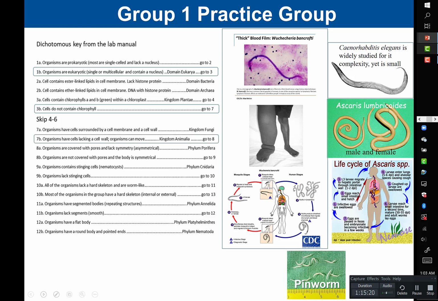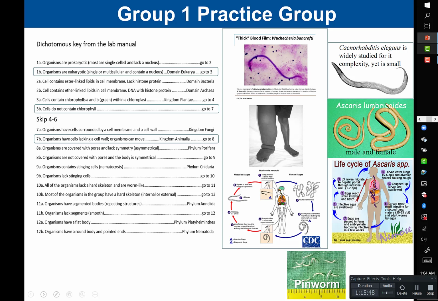Number 7, I accidentally put on there already. Organisms have cells surrounded by a cell membrane and a cell wall, right? So if the cell is rather rigid, it would have a cell wall. It would be kingdom fungi. Or 7b, organisms have cells lacking a cell wall. Organisms can move. They don't have to move, but they can in most cases.